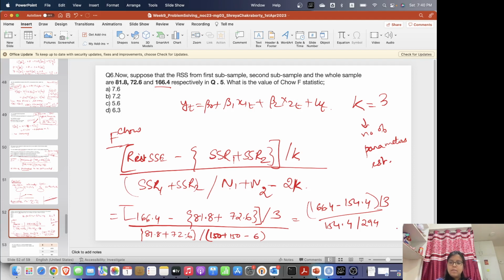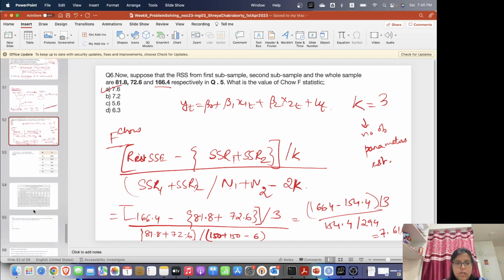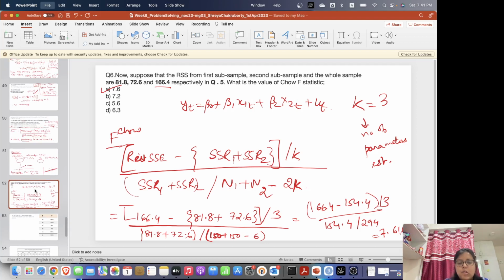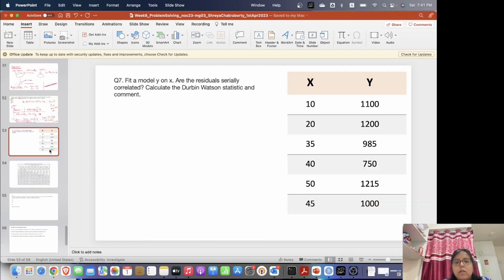So this will be 7.616. So the answer is A, 7.6. Okay, so I think there is no doubt here. So we'll move on to the next one.